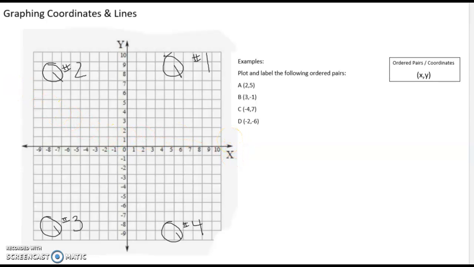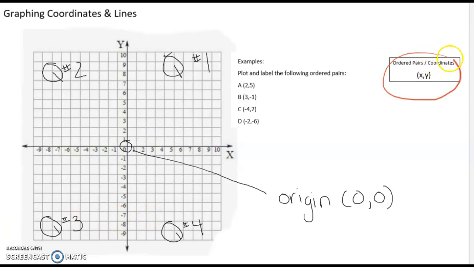So the other important thing to know about the graph is the origin. So right here at point 0, 0 is the origin. Okay, and the origin is when x is 0 and y is 0. And over here it talks about ordered pairs, okay? So in every coordinate there's an x coordinate and a y coordinate. X is first, y is second.